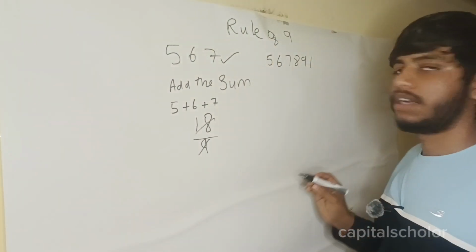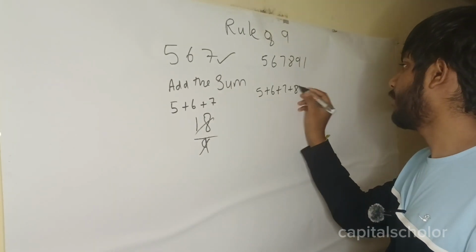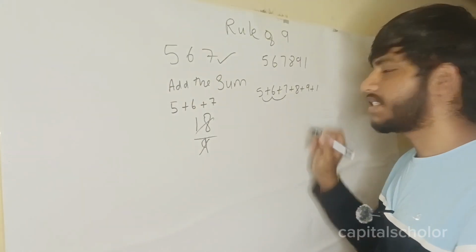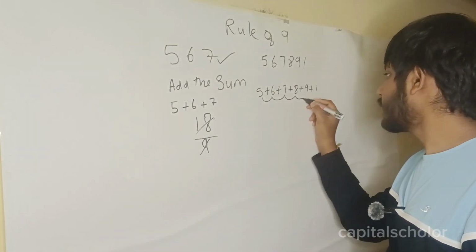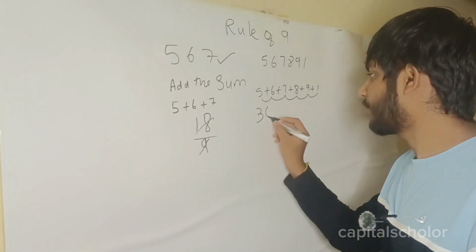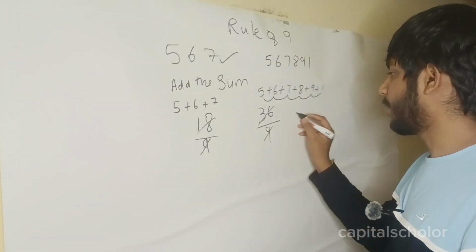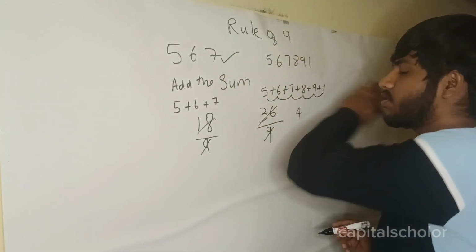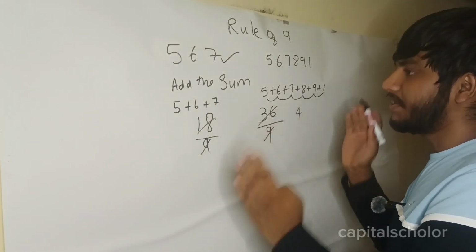Now let us move to the bigger number. Let us add the digits: 5 plus 6 plus 7 plus 8 plus 9 plus 1. 5 plus 6 is 11. 11 plus 7 is 18. 18 plus 8 is 26. 26 plus 9 is 35. 35 plus 1 is 36. So is it divisible by 9? Of course yes, 9 fours are 36. So here we can say 567 is also divisible, and these are also divisible. So this is the technique to learn the divisibility of 9.